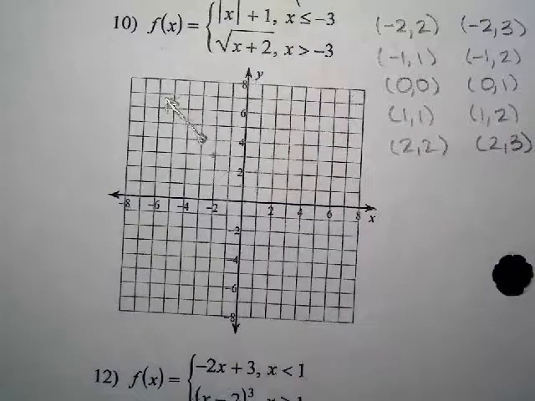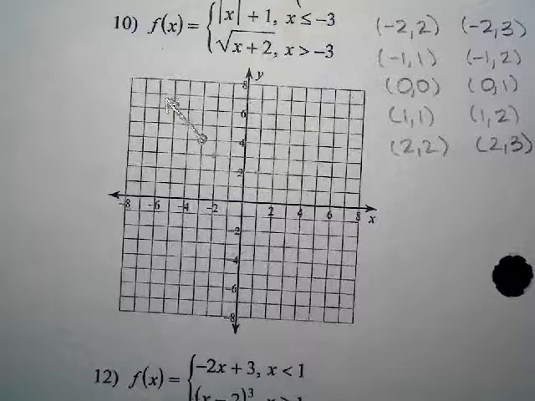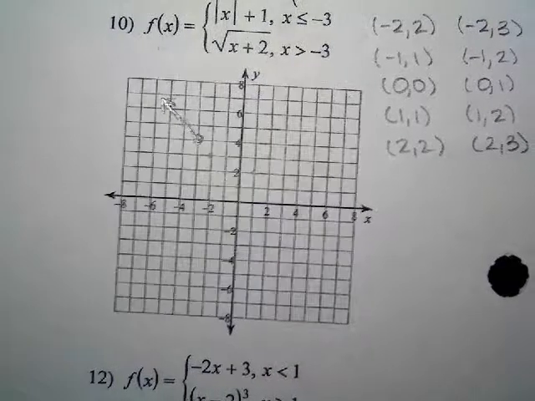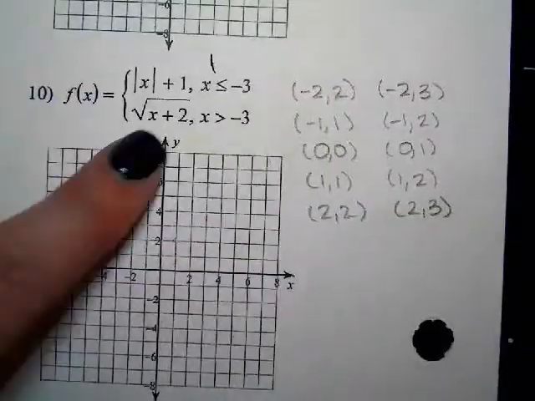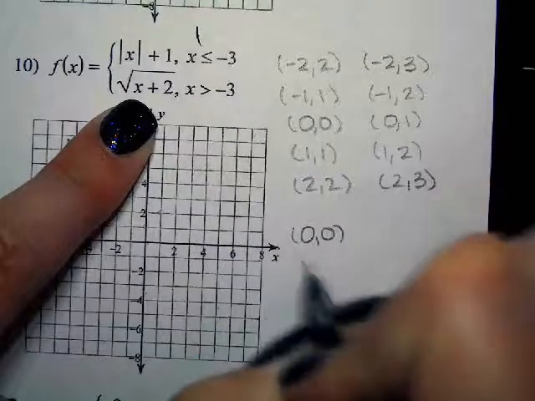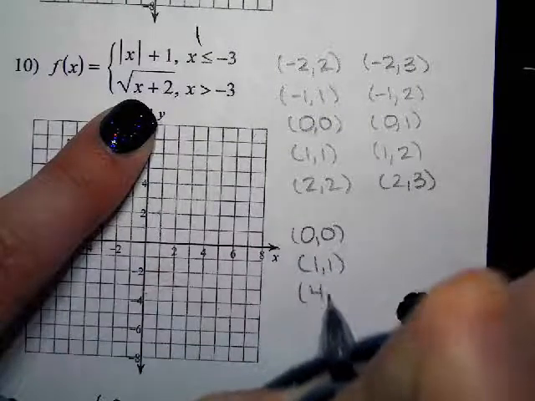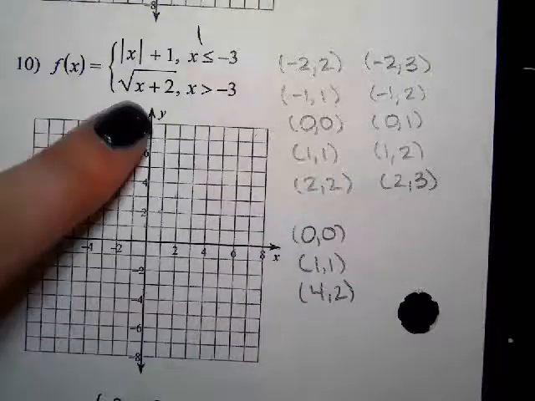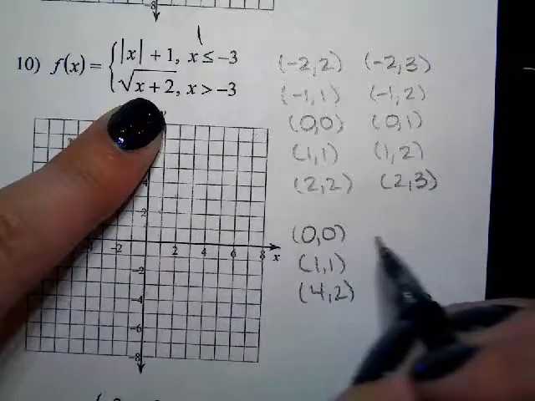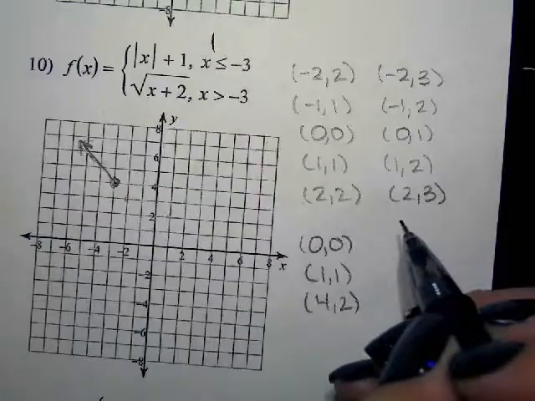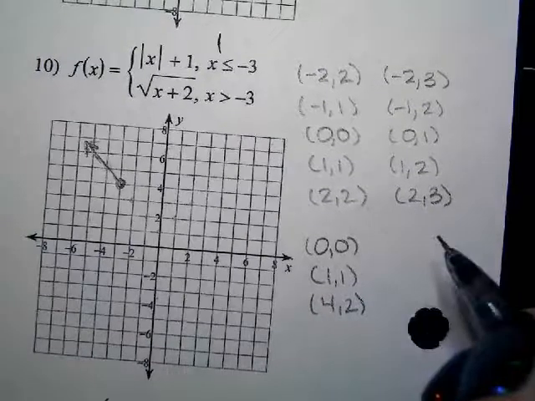All right, so we got that part. What are the points we're going to use for the next one? 0, 0, 1, 1, 4, 2. Okay, and then what do we have to do with those 3 points? Two to the x. Are we minusing or adding? Okay, minus 2, minus 2, minus 2. Okay.